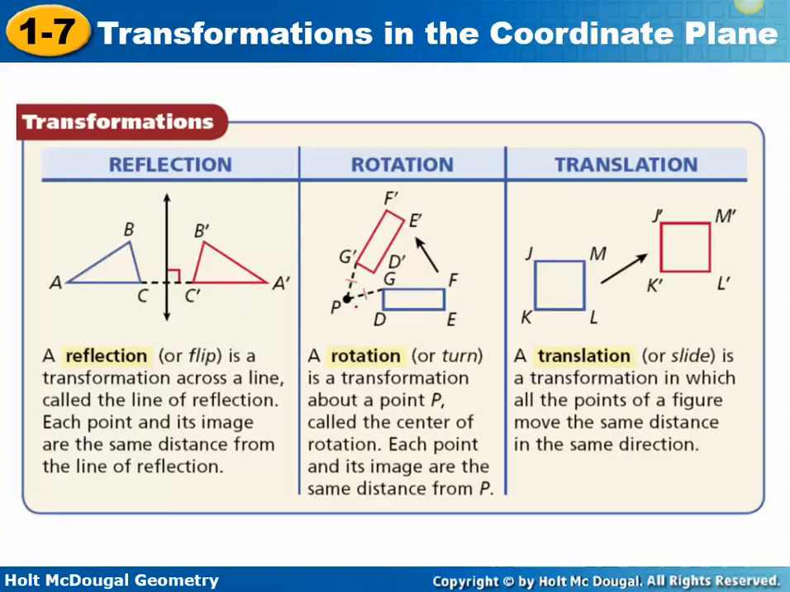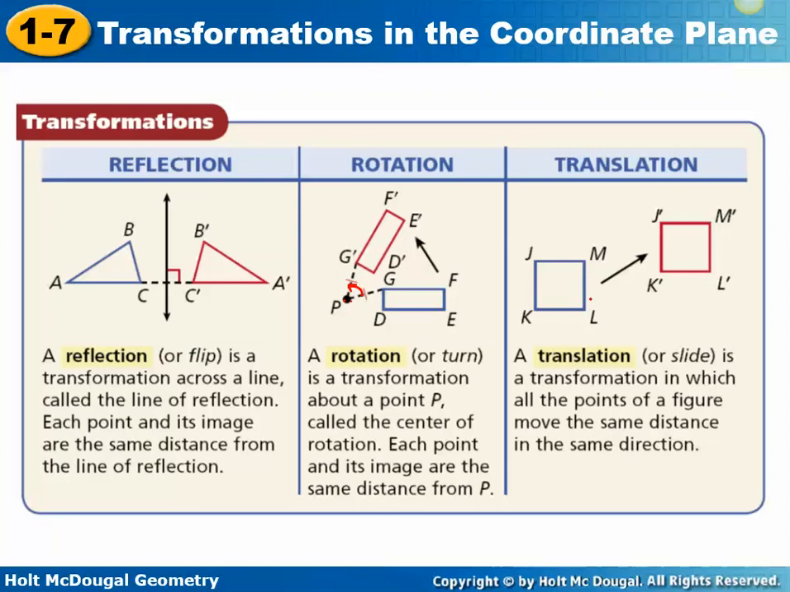A rotation is when we take a figure, in this case a quadrilateral, D, E, F, G, and we rotate it a certain number of degrees. Then we end up with a new figure, which is called the image, D prime, E prime, F prime, G prime. Each point and its image are the same distance from P, the point that we rotated it about.